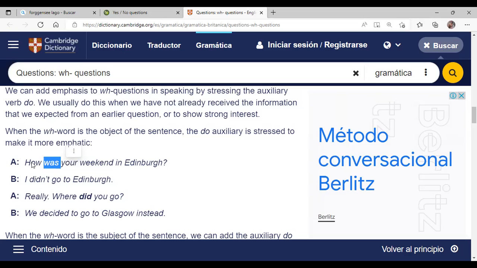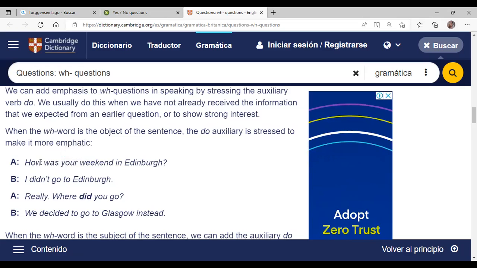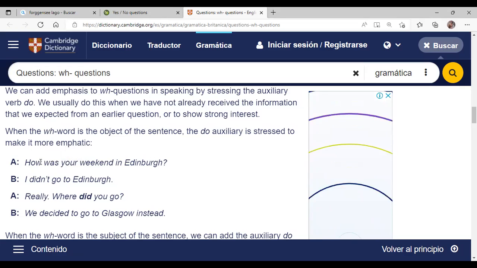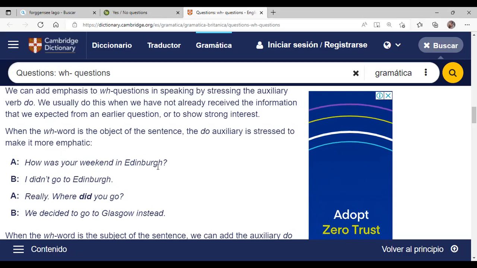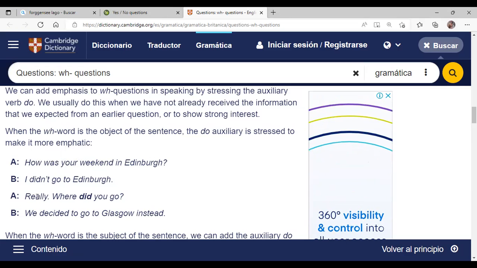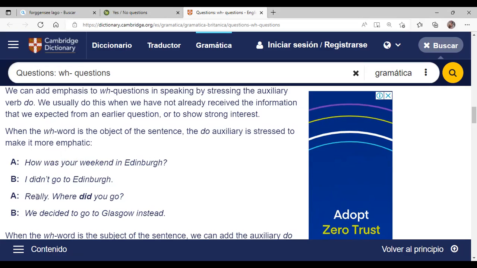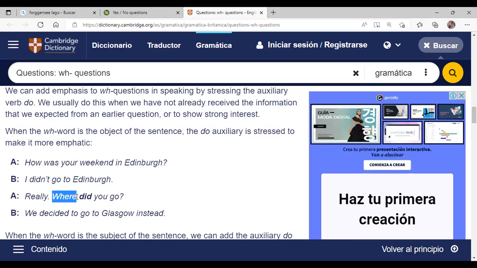Emphasize, give emphasis to the pronunciation of the question word. How was your weekend in Edinburgh? If you notice, I emphasize how. How was your weekend in Edinburgh? How is emphasized. Weekend is emphasized, and Edinburgh is emphasized. I didn't go to Edinburgh. Really? Where did you go? In this question, we also emphasize where and the verb. Where did you go?